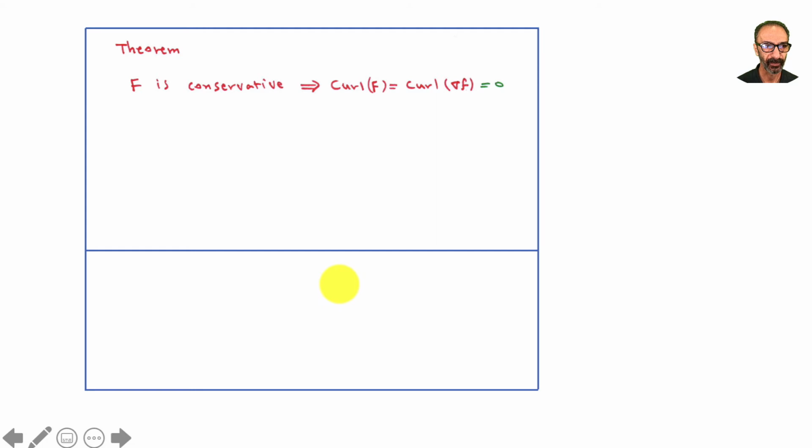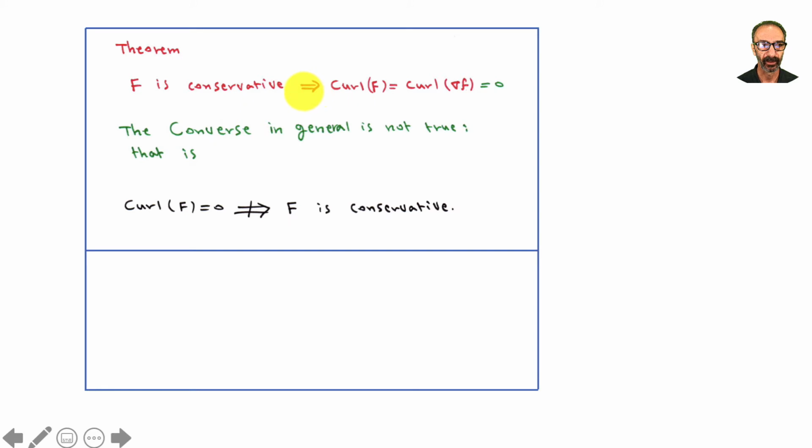Theorem. If F is conservative, then the curl of F, written differently because it's conservative, I could replace F with the gradient of f, or del f, will be equal to 0. The converse in general is not true. So what do they mean by this? A implies B does not mean that B implies A. So the curl of F equal to 0 does not imply backwards that F is conservative.